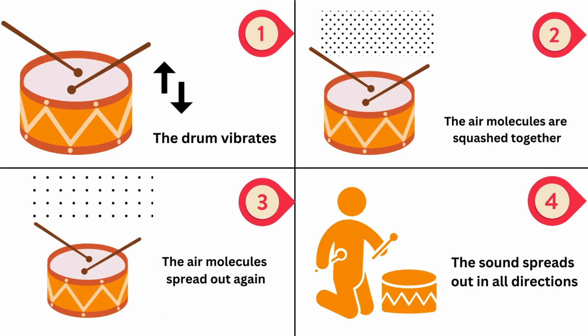Let's take the example of how actually the sound travels. In the first step, the drummer beats the drum. What will happen? The drum vibrates. When the drum vibrates, the air molecules are squashed together. It means the air molecules are compressed together. So, when the air molecules are compressed together, what will happen? The air molecules spread out again, and in the last step, the sound spreads out in all directions. So, in this way, sounds can travel.